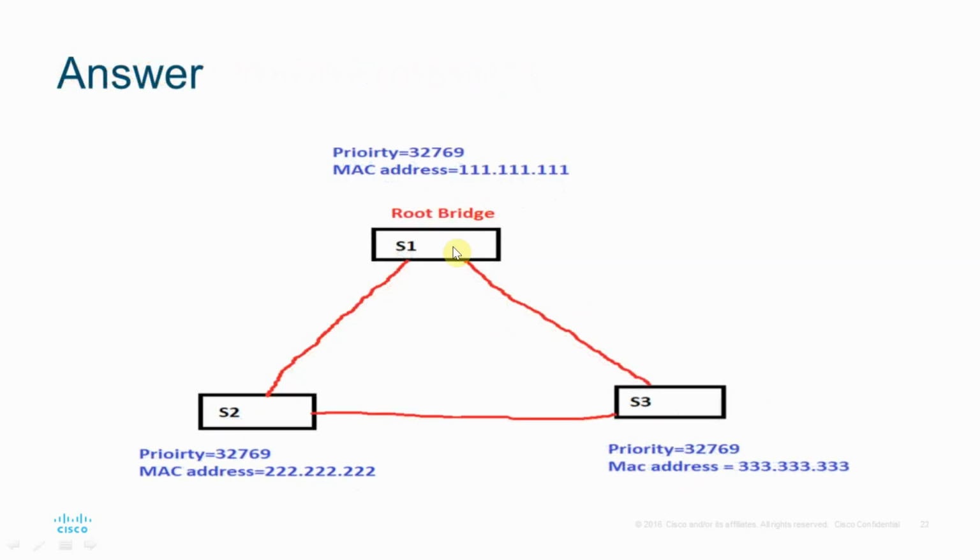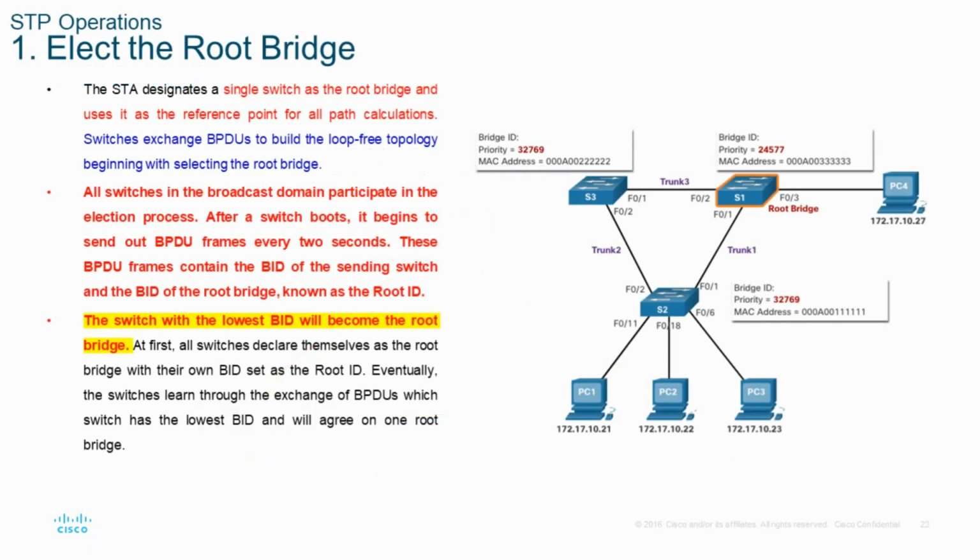See, S1 is the root bridge. Okay? Now, in this topology, again S1, S3, S2. See the priority. Here 32769, here 32769, and this one 24577. This is the switch with the lowest priority. This will be the root bridge. Yes, that's correct.